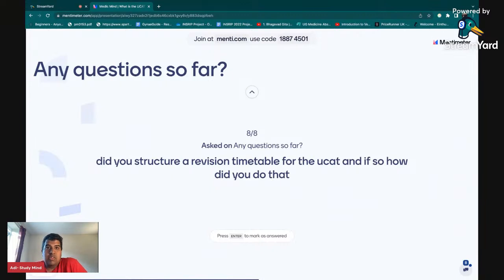Structure a revision timetable. Start with the sections you find most difficult. Let's say you do a quick mock or a quick run through mini mocks of different sections, and you find actually, oh, abstract reasoning is the most difficult for me. I'm not good at finding these patterns, or I'm not good at verbal reasoning. I'm not good at reading these sections quickly. Start with that section first. Practice with your weaknesses. Go on to your strengths after that, and then continue on. So structure your revision timetable based off that.